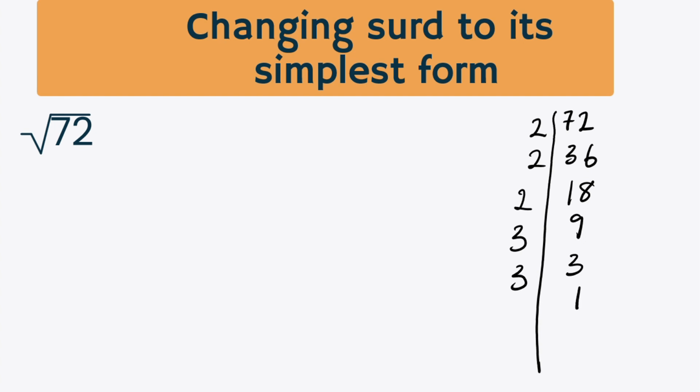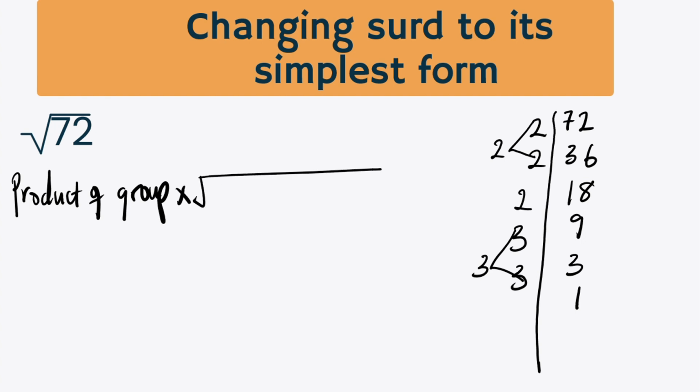And then the next thing I'm going to do is group these prime factors in pairs. So I'll group these 2s, and then I'll have 2. This one is on its own, and I'll group these 3s, and I have 3. Now remember, the formula is the product of grouped prime numbers times the square root of the product of ungrouped.